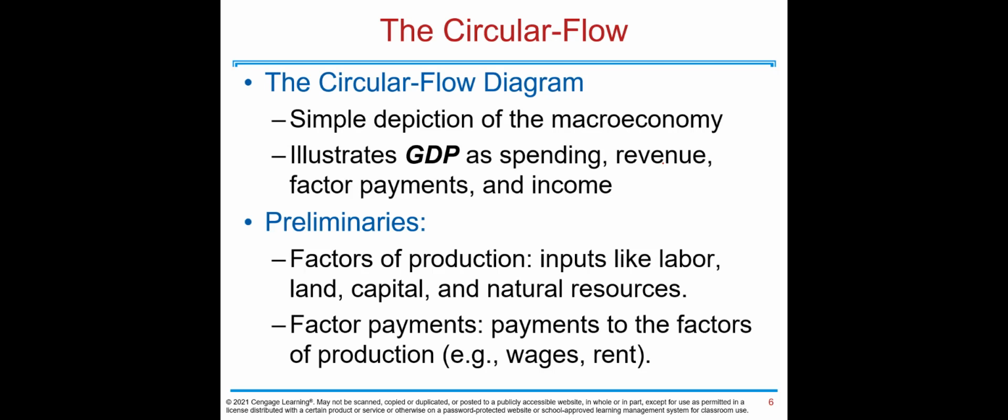Next, I want to talk about the circular flow diagram. This diagram is important to understand how expenditures and income move along in a cycle in the economy. It's a very simple depiction of the macroeconomy. It illustrates GDP as spending, revenue, factor payments, and income. For preliminary knowledge, you need to know factors of production. Factors of production are inputs of production like labor, land, capital, and natural resources. Factor payments are payments to these factors. For instance, labor payment is wage. Land payment is rent, and so on.